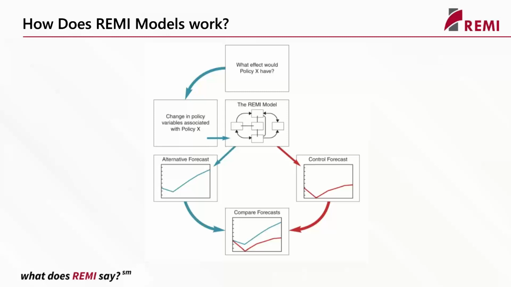So the next thing that we do is that once we input it into the REMI model, we combine general equilibrium, input-output, as well as econometrics and economic geography, in order to produce an alternative forecast, which can be compared to your control forecast. And then the control forecast is going to feature data from different federal agencies, such as the American Community Survey, the Bureau of Labor Statistics, and as well as BEA and a host of others, in order for you to compare and contrast these changes, how they would impact your region and as well as your overall economy.